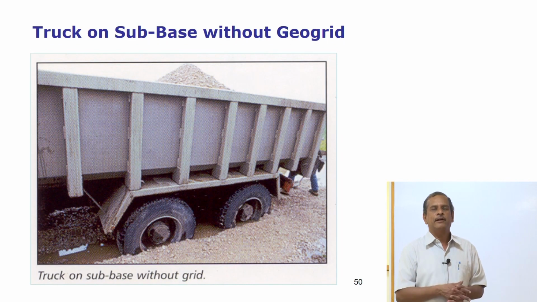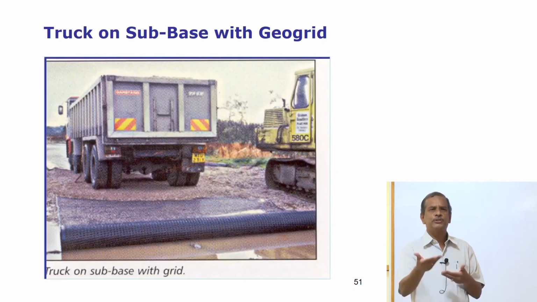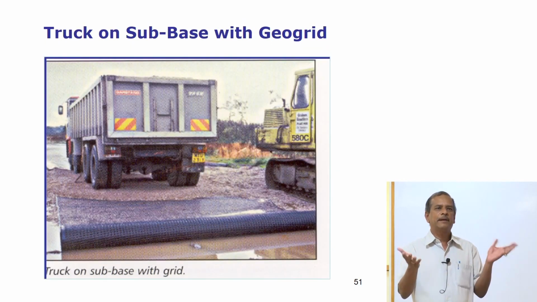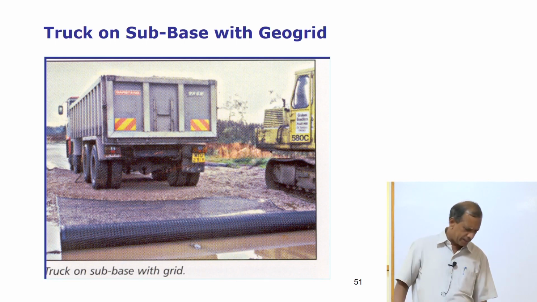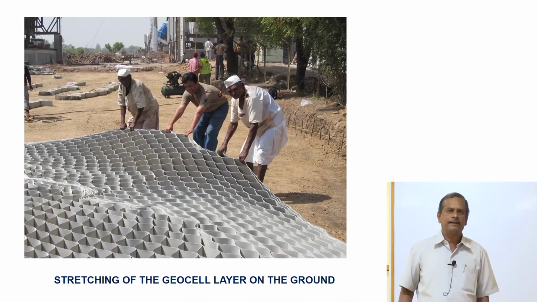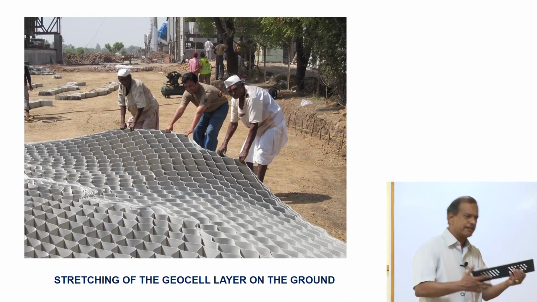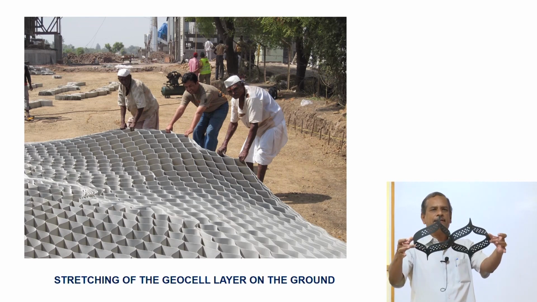For example, if the surface subgrade is weak, a truck cannot run on that. Alternatively, if I introduce a geogrid into the layer, the subgrade gets more support, a truck can move. So, that is another application of the geosynthetics. The third application which I have seen is that you can use geocells. So, these are geocells which can be used for construction of the pavement layers.